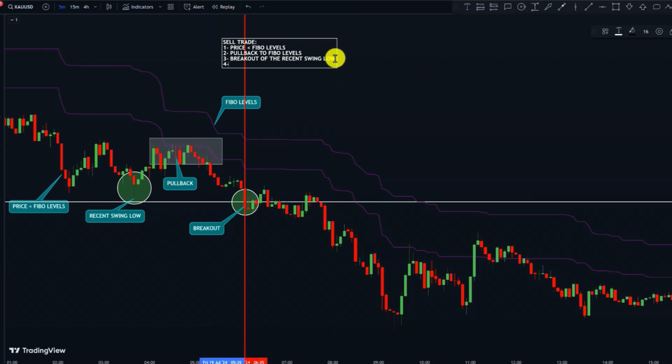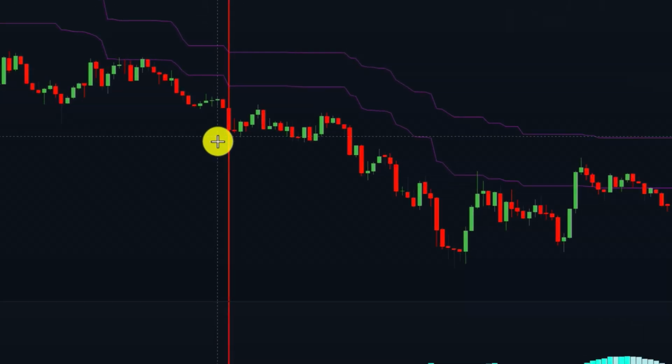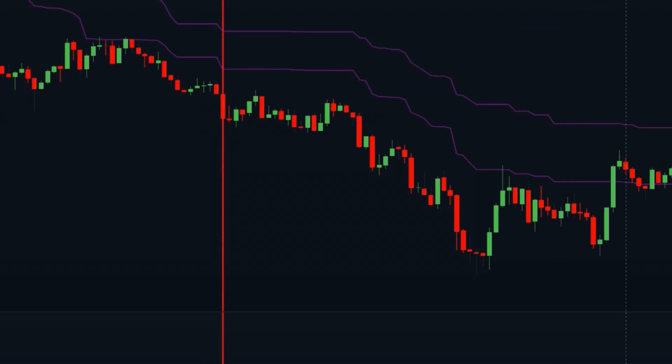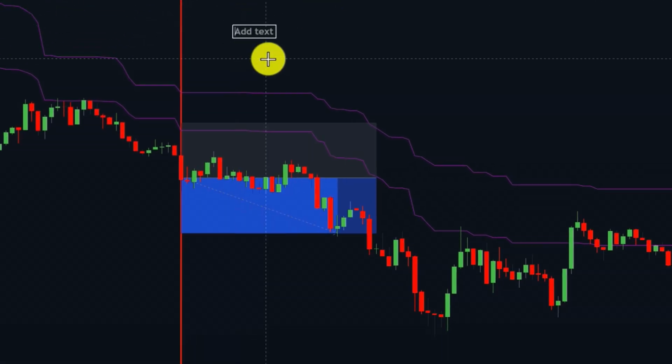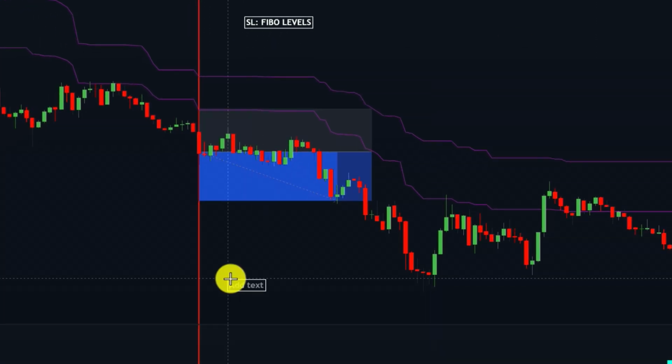However, before entering the trade, ensure the market momentum is also bearish. So once all these conditions are met, you can confidently open a sell order. For the exit strategy, set your stop loss just above one of the Fibonacci lines. Set your target at 1.5 times the risk of the trade.